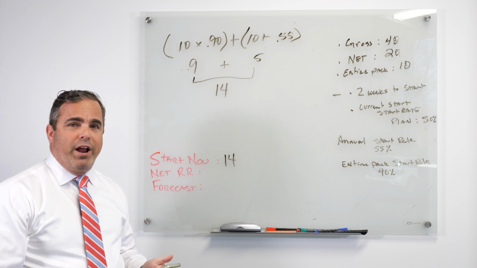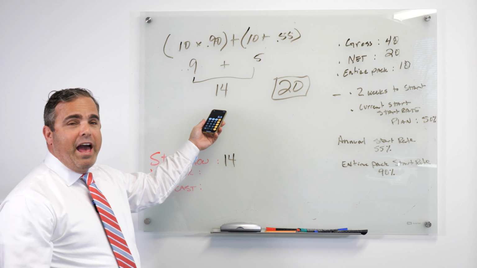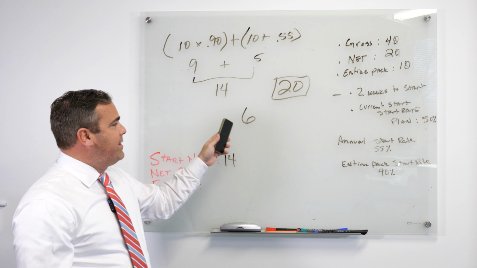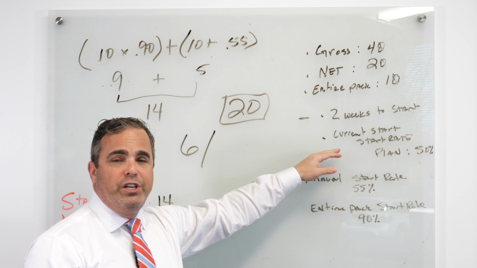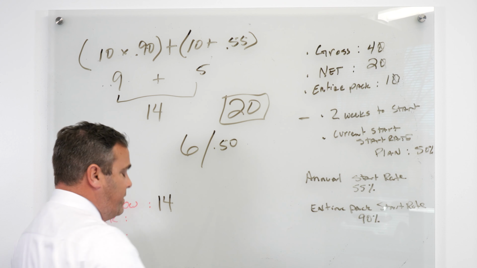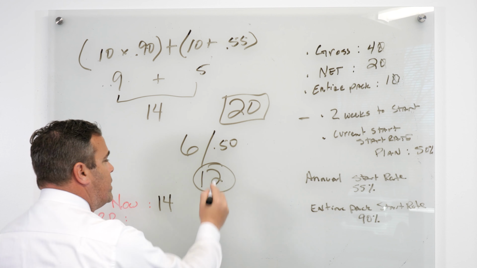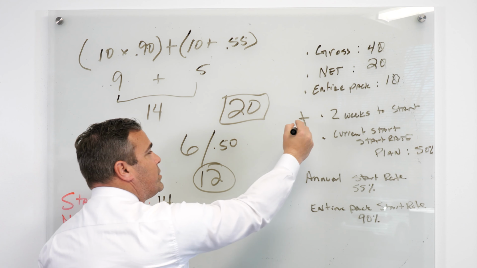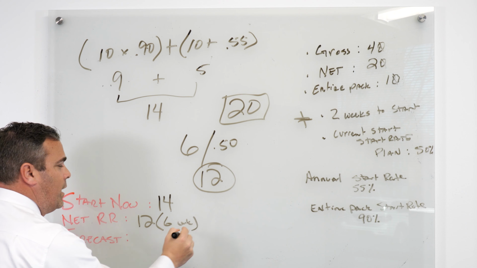To get the net run rate, let's say that your new budget is 20. You're at 14 right now, so there's a gap of 6 starts. You take the gap, which is 6, and divide that by the current start rate you're using for the upcoming class mod, which is 50%. So you would divide 6 by 50%, which is 12. So your net run rate is 12. With 2 weeks left to the start, each week is a net run of 6.